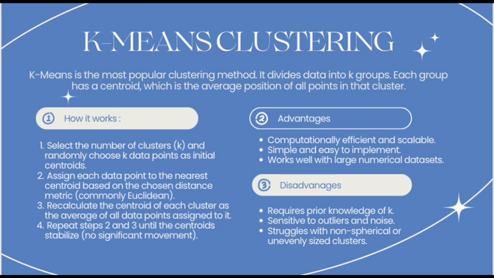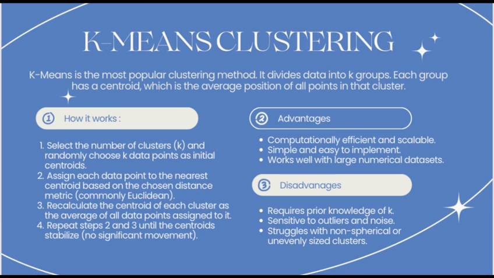How does K-means work? First, select the number of clusters, the K value, and randomly choose K data points as the initial centroids. Second, assign each data point to the nearest centroid based on the chosen distance metric. Third, recalculate the centroid of each cluster as the average of all data points assigned to it. Fourth, repeat steps 2 and 3 until the centroids stabilize, with no significant movement.